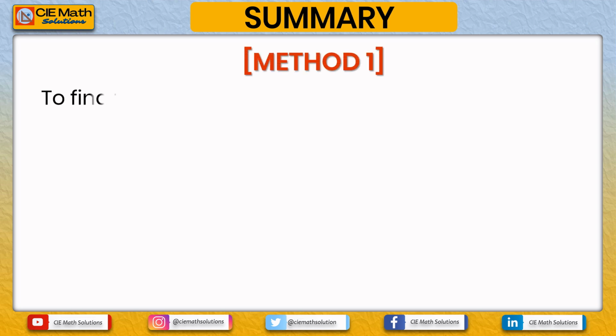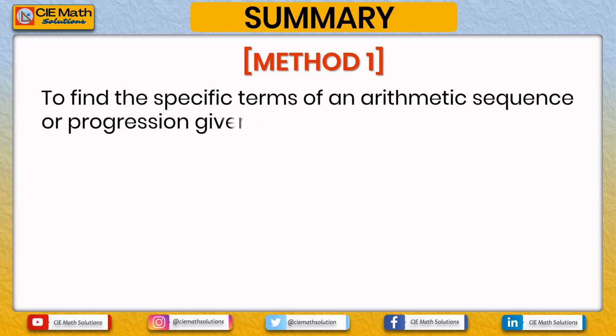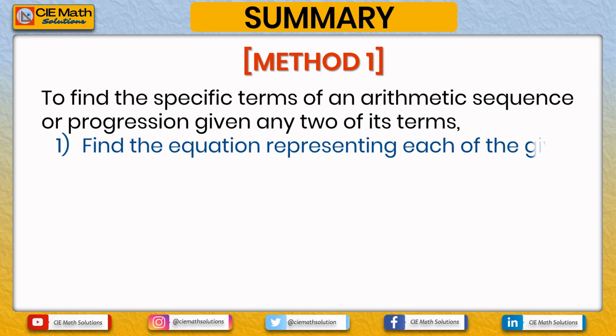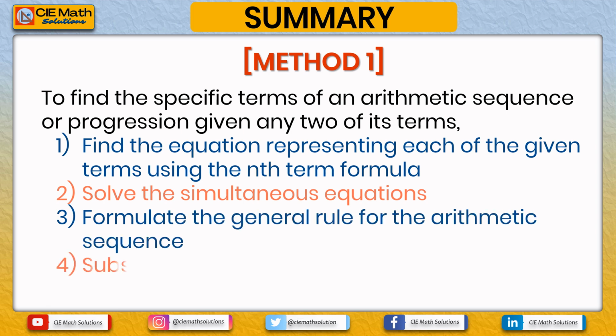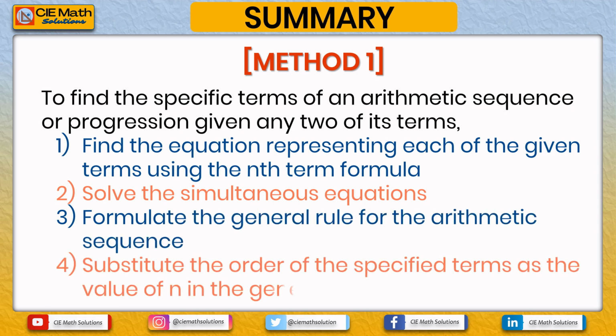In summary, for this method, to find the specific terms of an arithmetic sequence or progression, given any two of its terms: First, find the equation representing each of the given terms using the n-term formula. Second, solve the simultaneous equations. That will give you the value of A1, the first term, and d, the common difference. Third, formulate the general rule for the arithmetic sequence. And fourth, substitute the order of the specified terms as the value of n in the general rule.